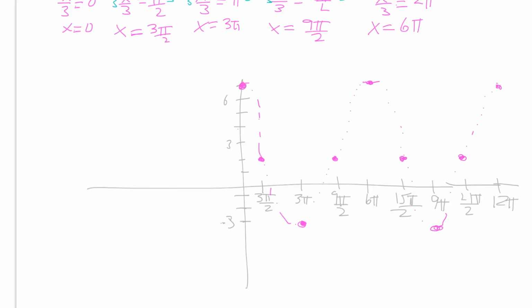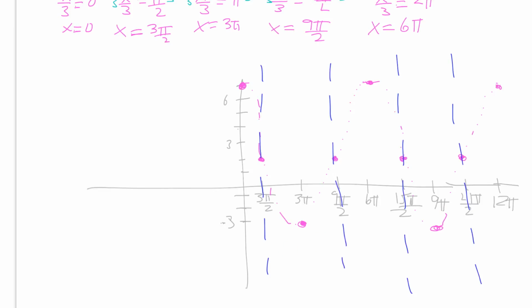And I'm going to use that to help me graph my secant. My secant is going to have asymptotes wherever I have a point on the midline, which is at 2 now instead of 0. So I'm going to go ahead and draw my asymptotes in at 3 pi over 2, at 9 pi over 2, at 15 pi over 2, and at 21 pi over 2. And then remember, my highest points are going to form my U-shapes going up, and my lowest points are going to form those U-shapes going down.